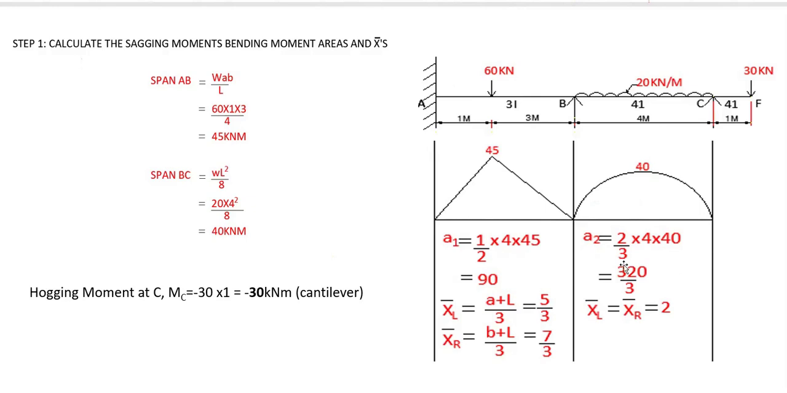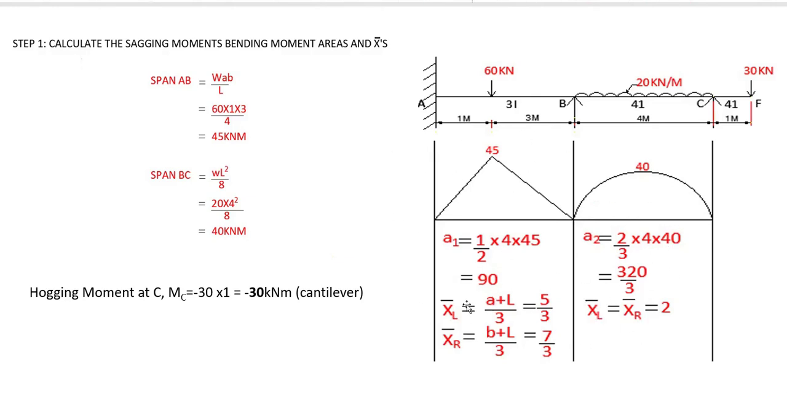Area of this parabola is 2 over 3 times base times height. That is 2 over 3 times 4 times 40, get 320 divided by 3. I like leaving my answer in fraction form to increase the accuracy. X bar left equals X bar right, equals 4 over 2, which is 2 meters. This is because this parabola is symmetrical. So now we're going to use these values in our next step.